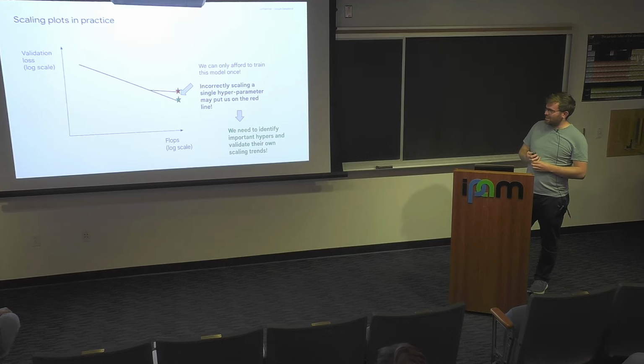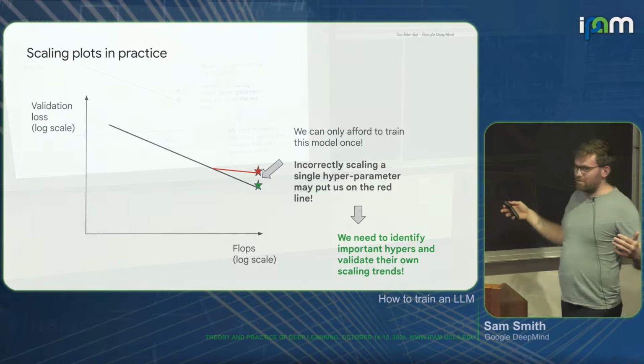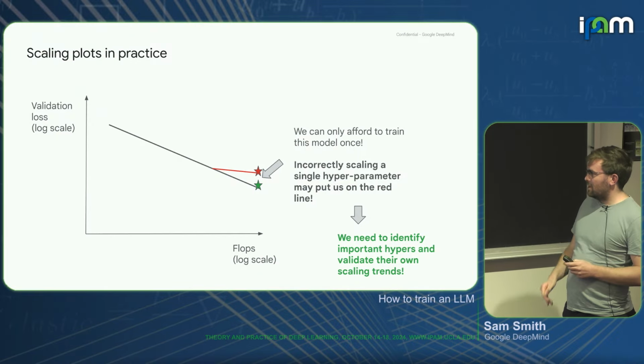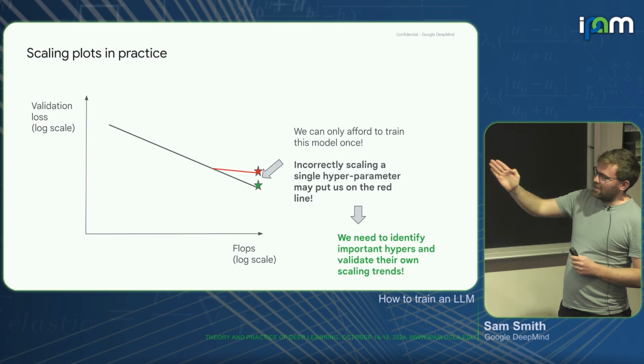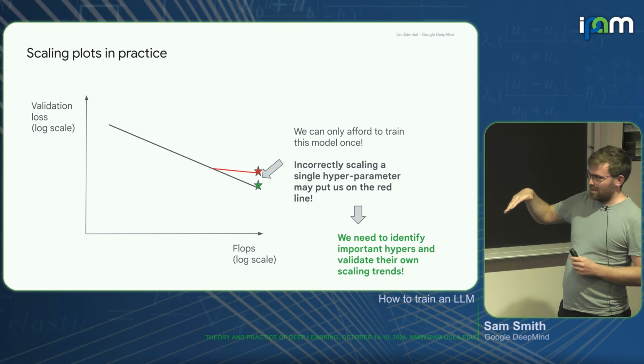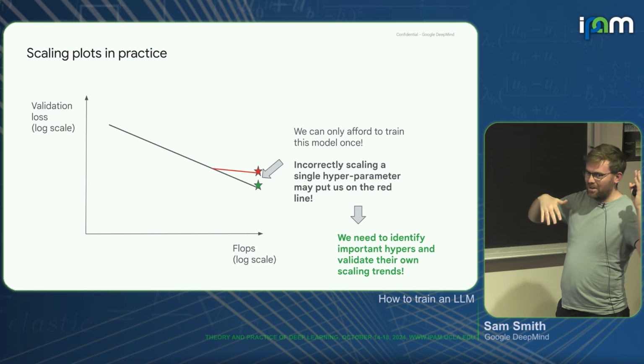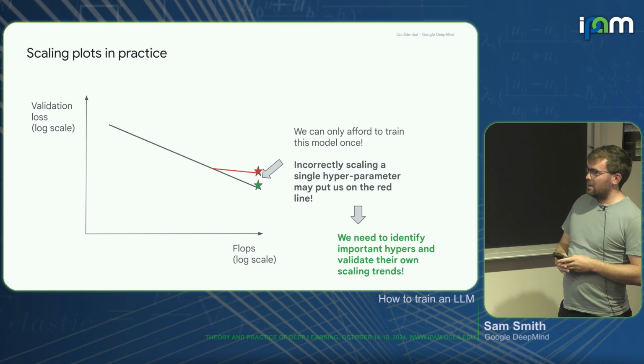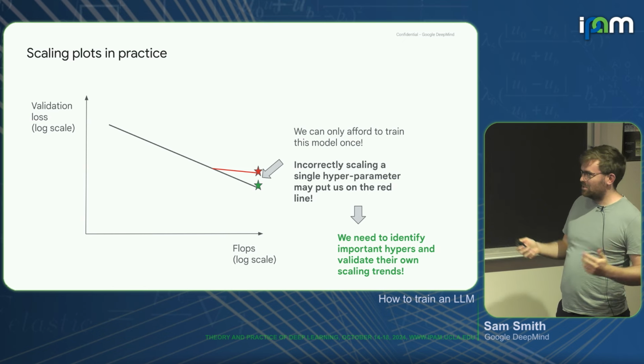Okay, so we have this huge space of hyperparameters, and it's not easy to figure out which ones matter. So in reality, we don't only have scaling plots of loss versus flops. We basically end up with scaling plots of every hyperparameter that we think is important against flops, in order to be able to extrapolate these hyperparameters. So it explodes into this huge space.